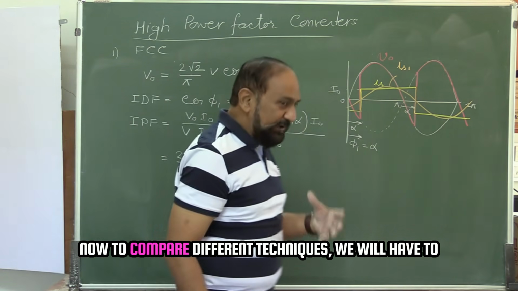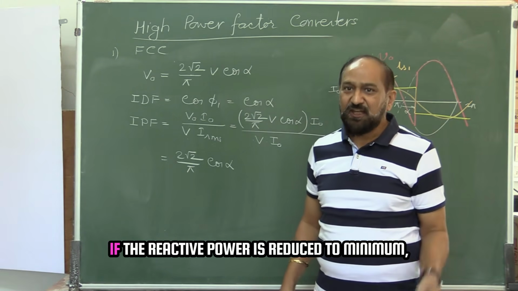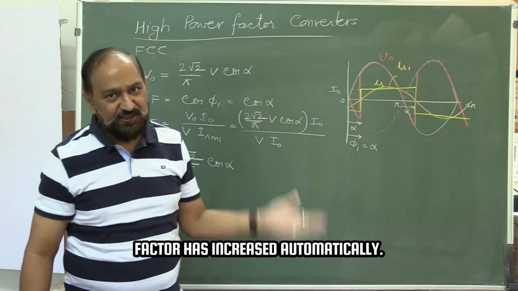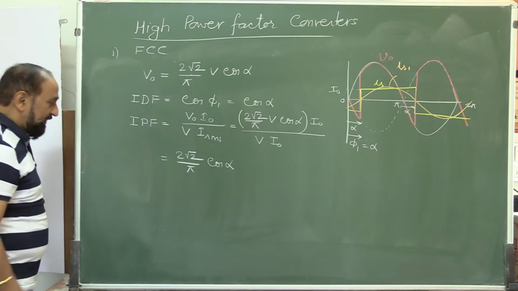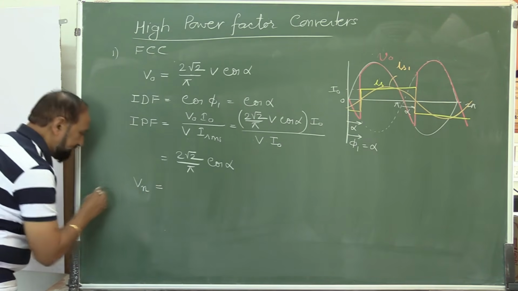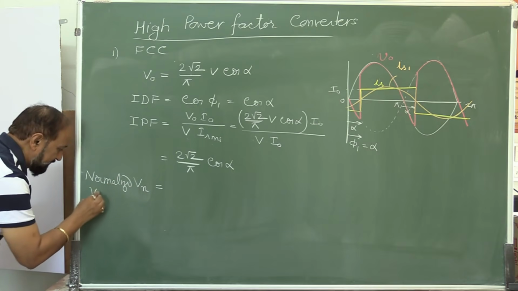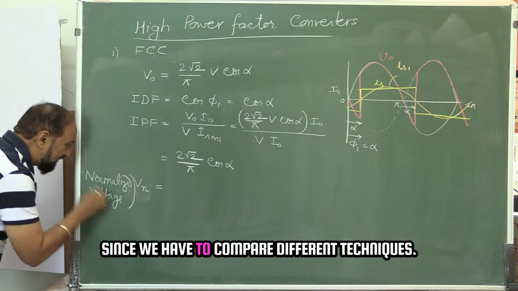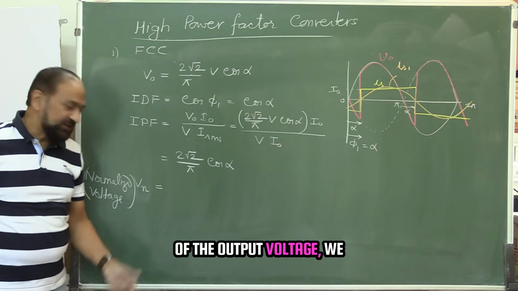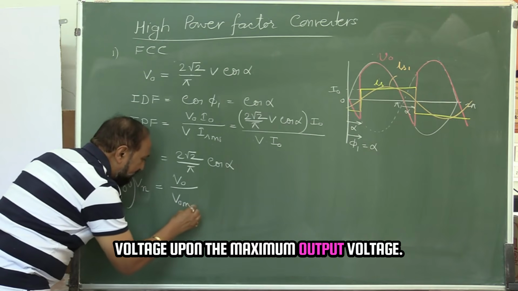Now, to compare different techniques, we'll have to see what about the reactive power. If the reactive power is reduced to minimum, then we can say the displacement factor has increased automatically. And for that, we'll find out the normalized voltage. Since we have to compare different techniques, instead of taking the absolute value of the output voltage, we'll take the normalized voltage, which is the output voltage upon the maximum output voltage.